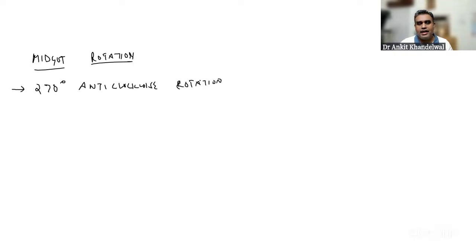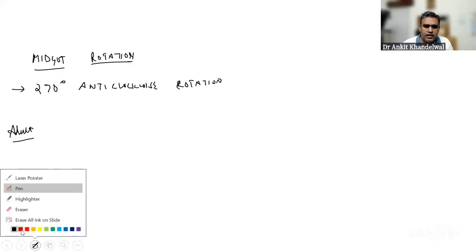It happens in three different phases of 90 degrees each: 90 degrees, 90 degrees, 90 degrees. And it is due to this rotation. Now, if you look at the adult gut, let me try to show you the adult gut in the form of a diagram.